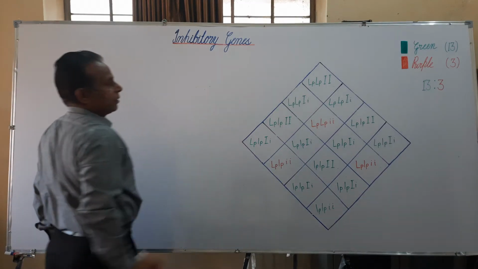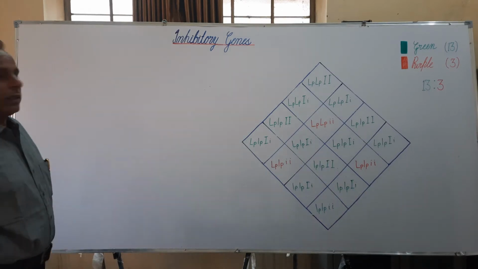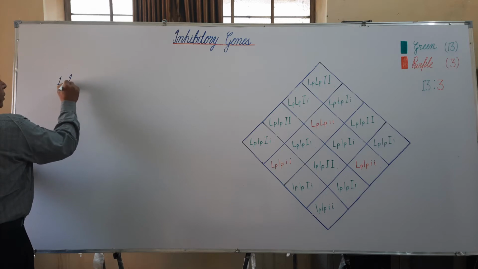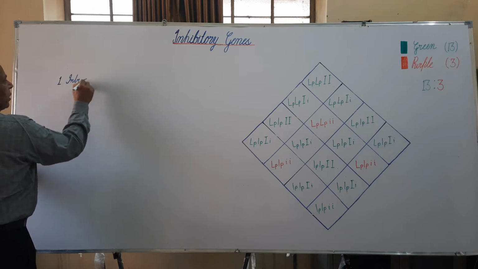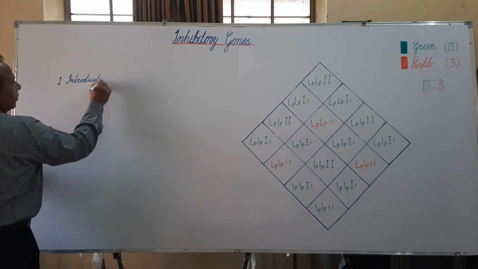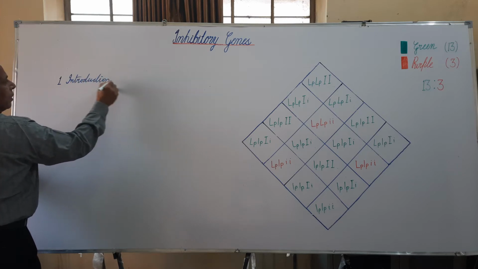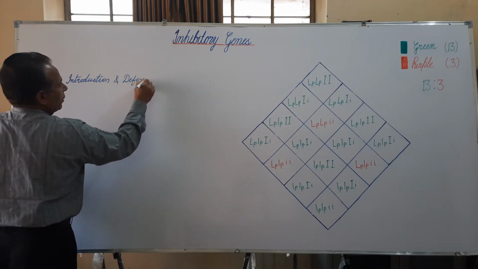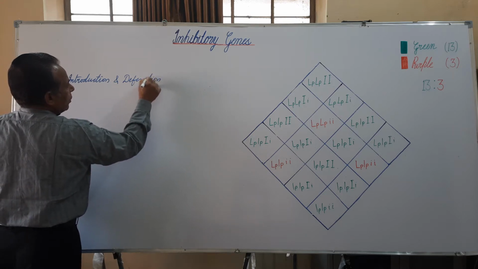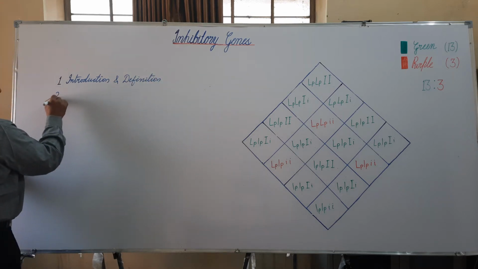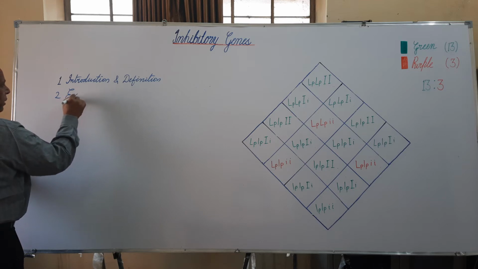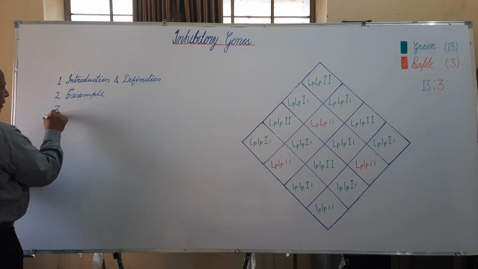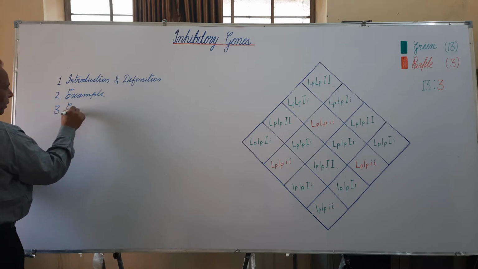Inhibitory gene. We will discuss this topic through first introduction and definition, second example, and then explanation.